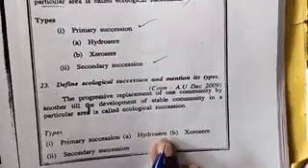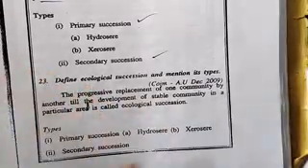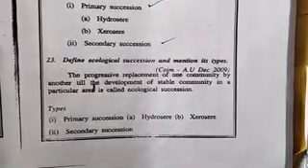Next, define ecological succession and mention its types. Again the same question.